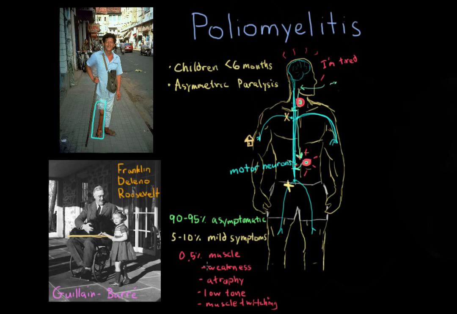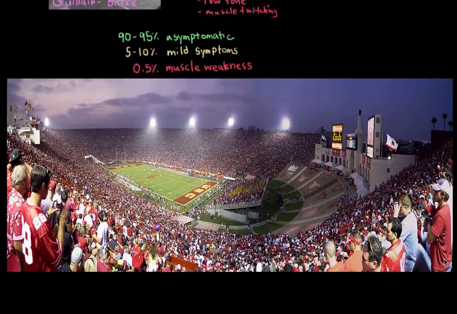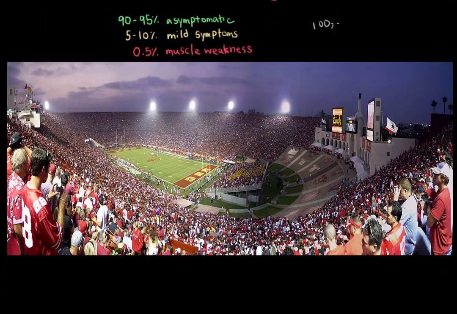Now you might think, wait, only 0.5% of people face this motor neuron damage and muscle paralysis? That seems like such a small number. Well, let's put it into a little bit of perspective. If we take a look at a football stadium of about maybe 100,000 people here, about 90,000 people may be asymptomatic. Only about 5,000 to 10,000 people will actually have symptoms. So maybe this group of people right here.